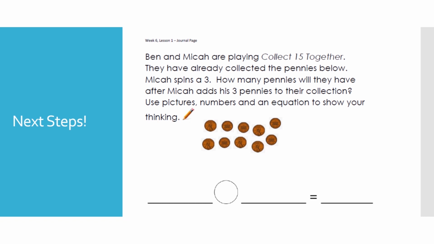As you finish up, some next steps could be to work on the journal prompt, which is also included in your resource packet. The prompt reads, Ben and Micah are playing Collect 15 together. They have already collected the pennies below. Micah spins a 3. How many pennies will they have after Micah adds his 3 pennies to the collection? Use pictures, numbers, and an equation to show your thinking.